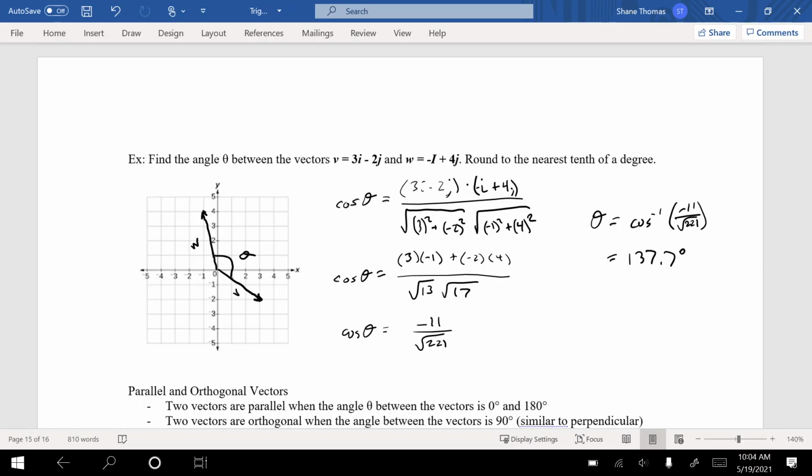All right. Questions on that? Anybody? So that was the angle between those two vectors.